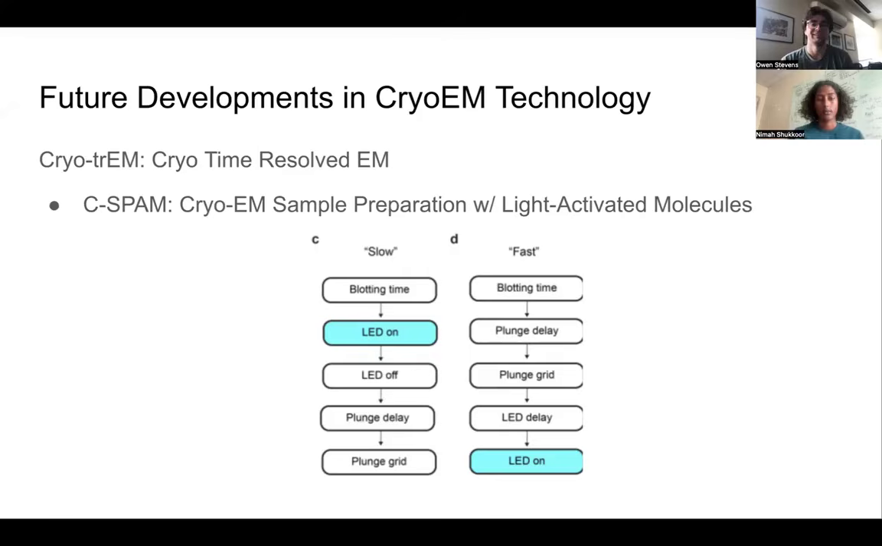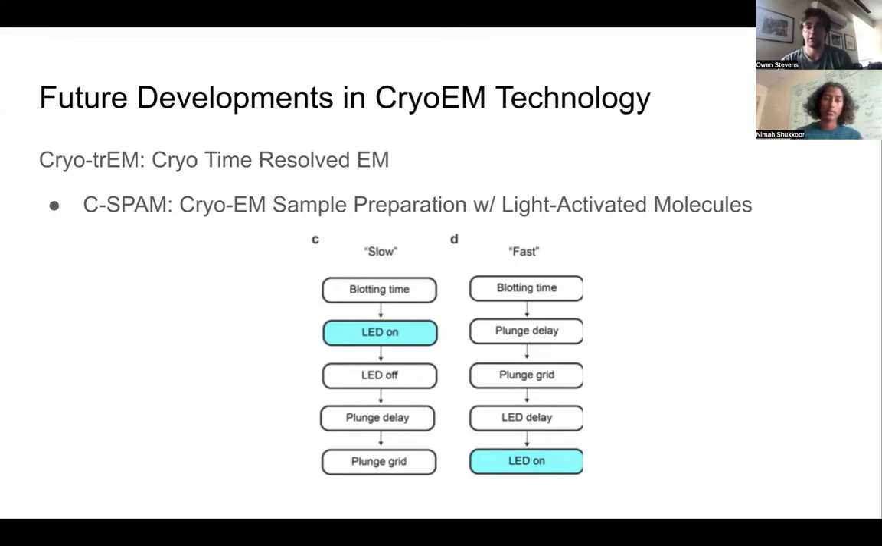We have some future developments in cryo-electron microscopy technology as well, which is looking at cryo-TREM, or cryo-time-resolved electron microscopy. This uses CSPAN, which is cryo-electron microscopy sample preparation with a light-activated molecule. What this allows for is that different biomolecules have times on their conformational changes. They change over periods of time, whether that is nanoseconds or whether that is minutes. And so being able to understand how fast these changes happen and being able to account for that in your cryo-electron microscopy is very critically important.